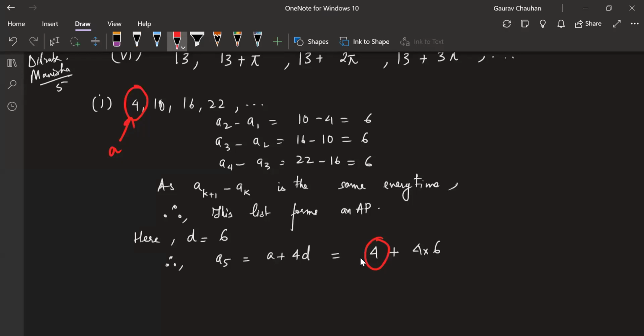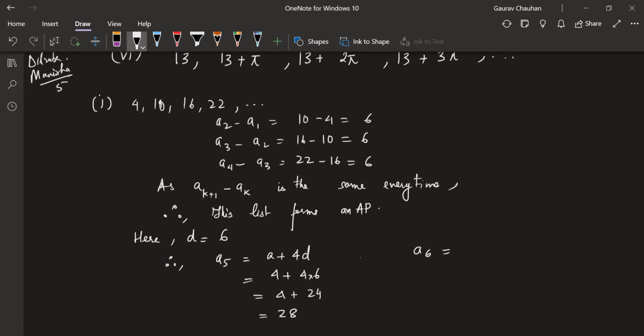Okay, Dilruba, are you getting this? Can you confirm if you're getting this? Okay, great. So this is 4 plus 4 into 6. That's equal to 4 plus 24. That's equal to 28. Okay, that is the fifth term. Can you find A6 now? Manisha, can you do this also?